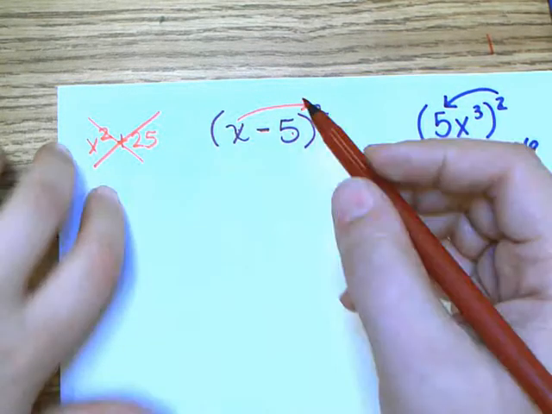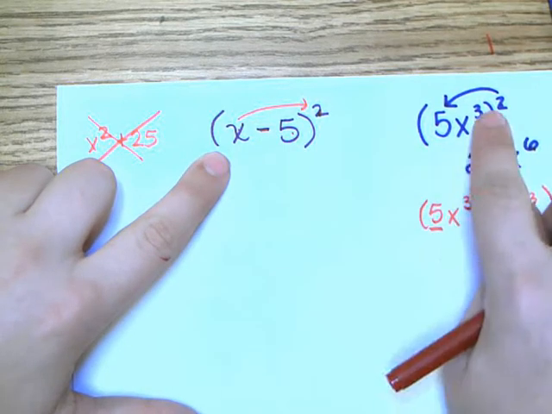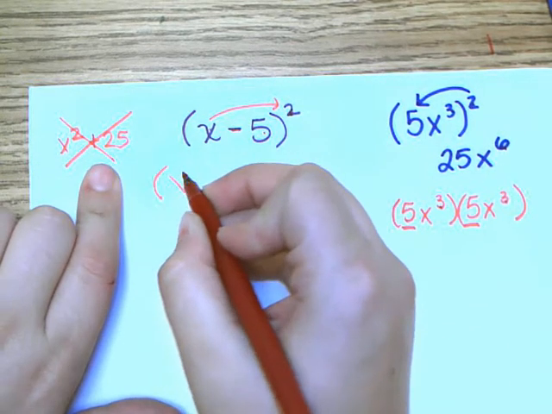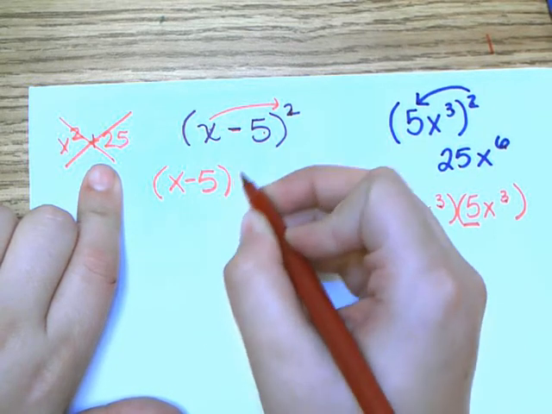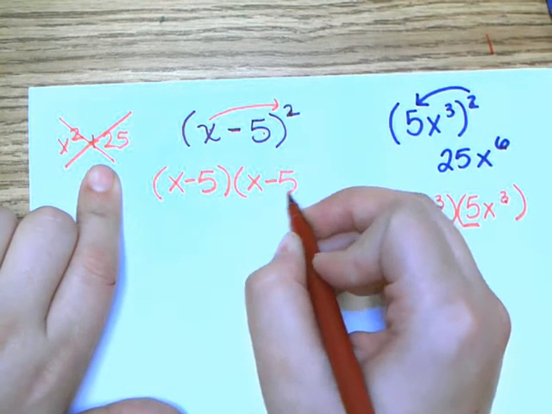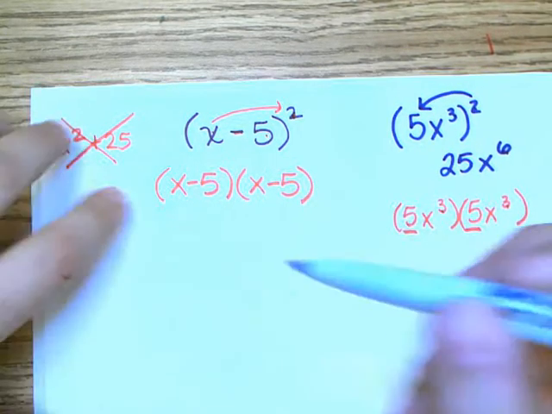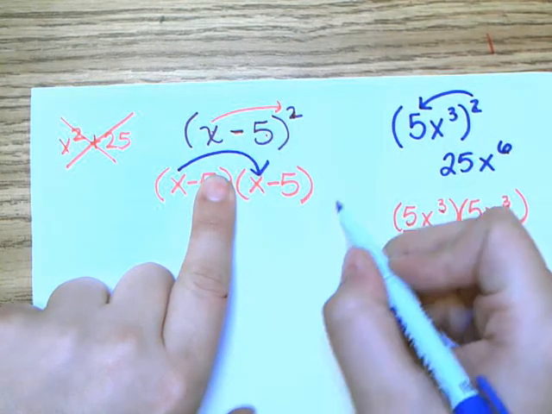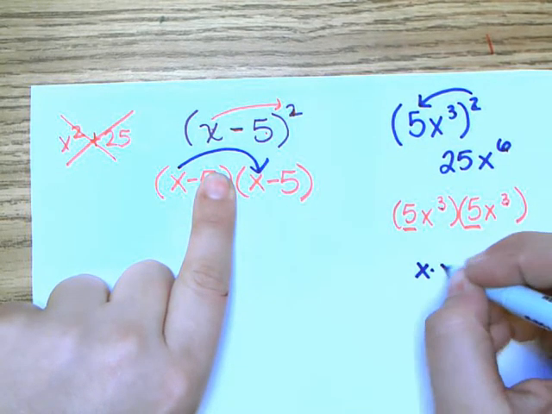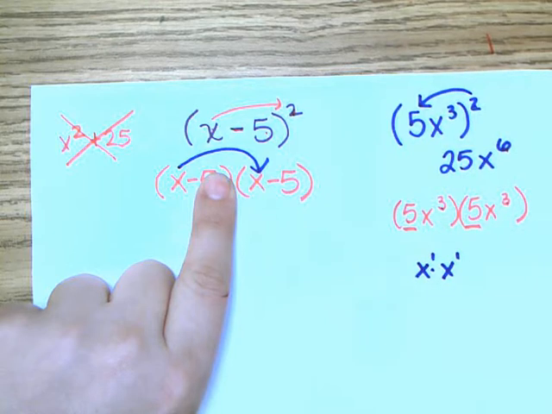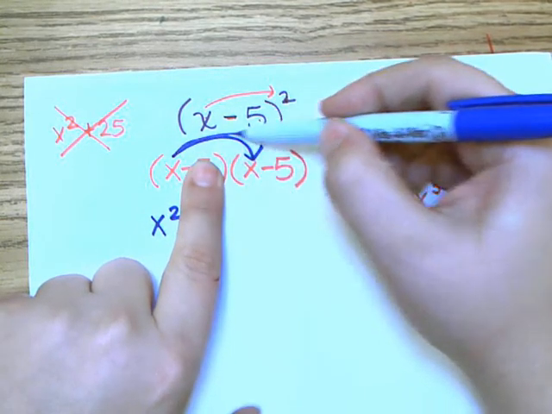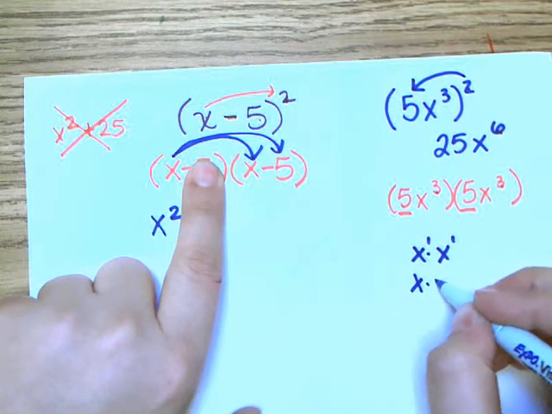However, it is incorrect. We cannot do this. We cannot do x to the second power is x squared, and negative 5 to the second power is positive 25. That is incorrect. So let me show you why. If we do the same thing I did here and rewrite it twice, x minus 5 times x minus 5, and we go ahead and multiply that, let's see what happens here.